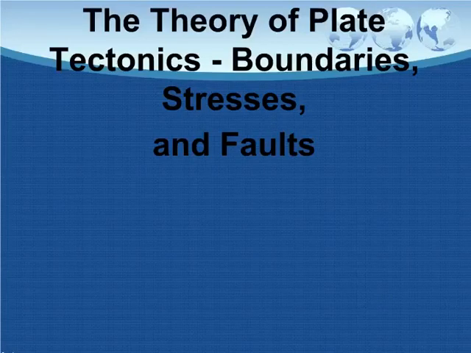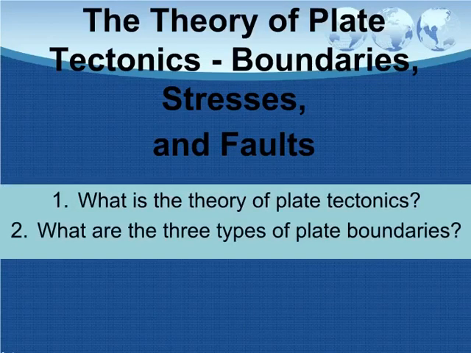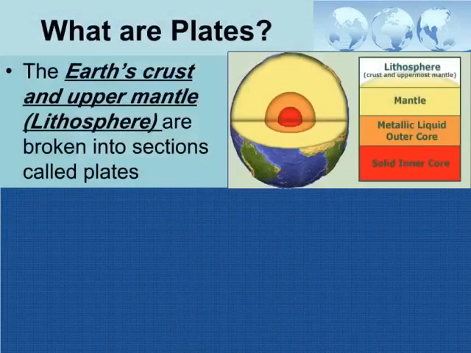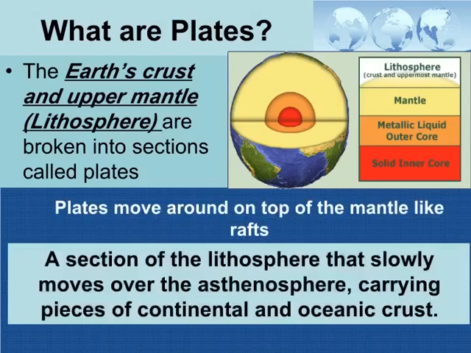The theory of plate tectonics, boundaries, stresses, and faults. What is the theory of plate tectonics? What are the three types of plate boundaries? Let's find out what plates means. The Earth's crust and upper mantle, the lithosphere, are broken into sections called plates. Plates move around on top of the mantle like rafts. A plate is a section of the lithosphere that slowly moves over the asthenosphere, carrying pieces of continental and oceanic crust.